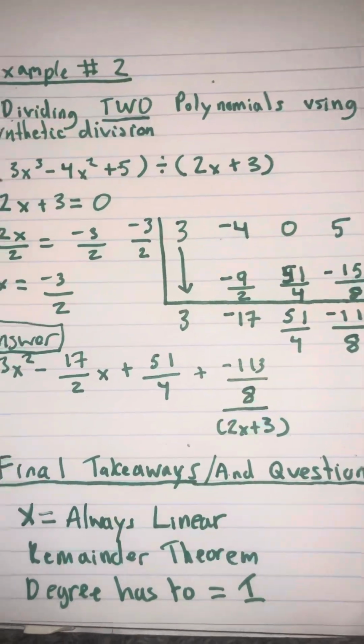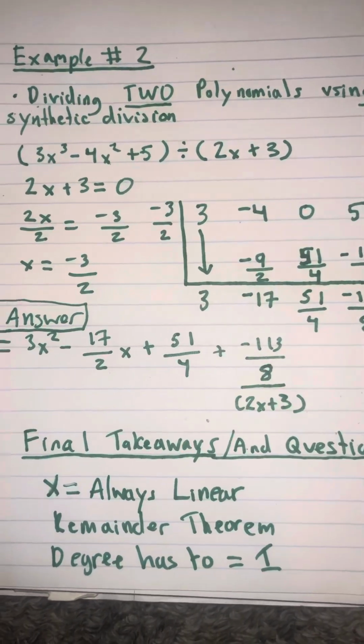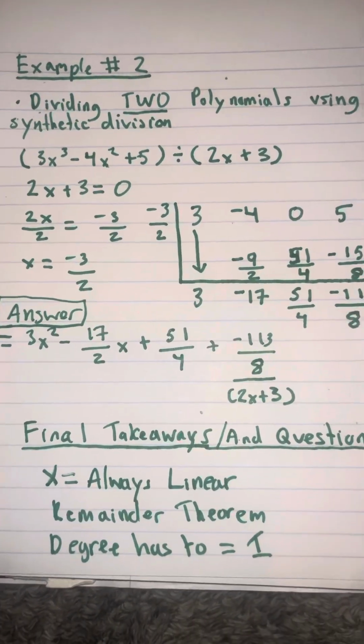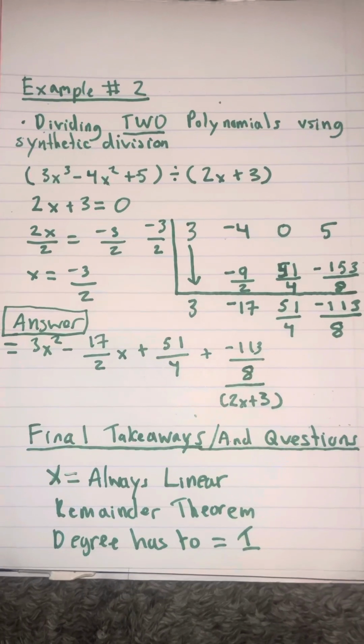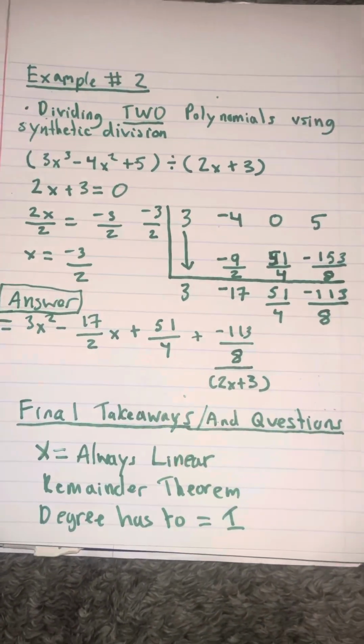So just some final takeaways is that x always has to be linear. The remainder theorem is crucial in solving synthetic division, and the degree has to always equal 1. These three things are incredibly important.